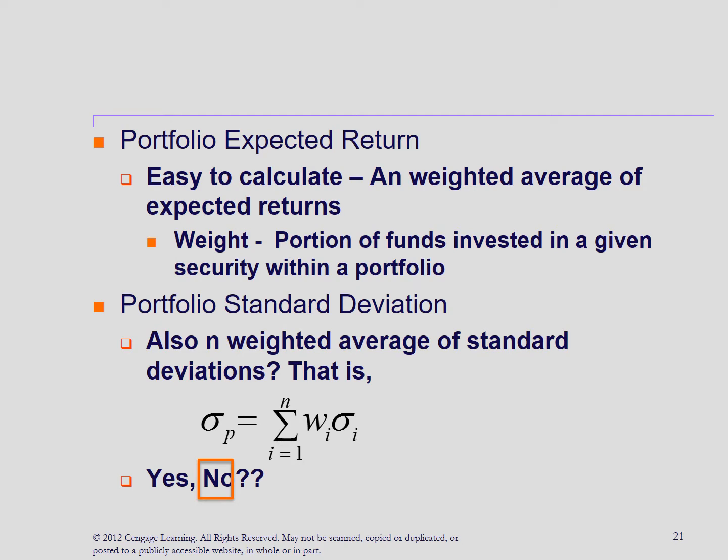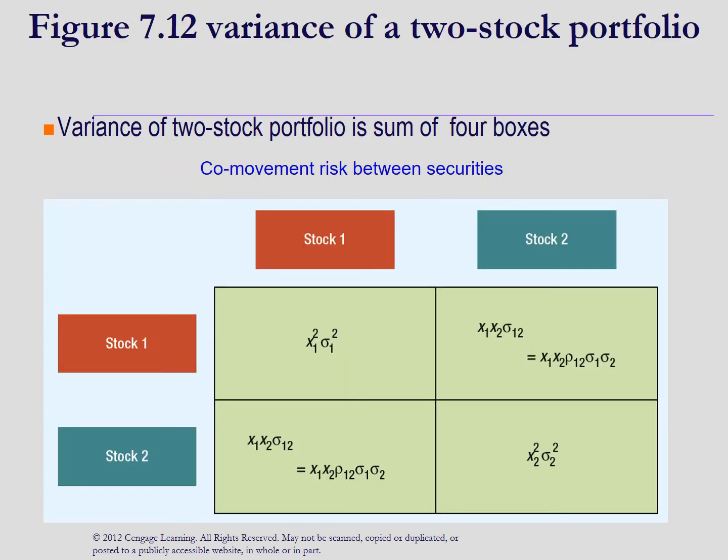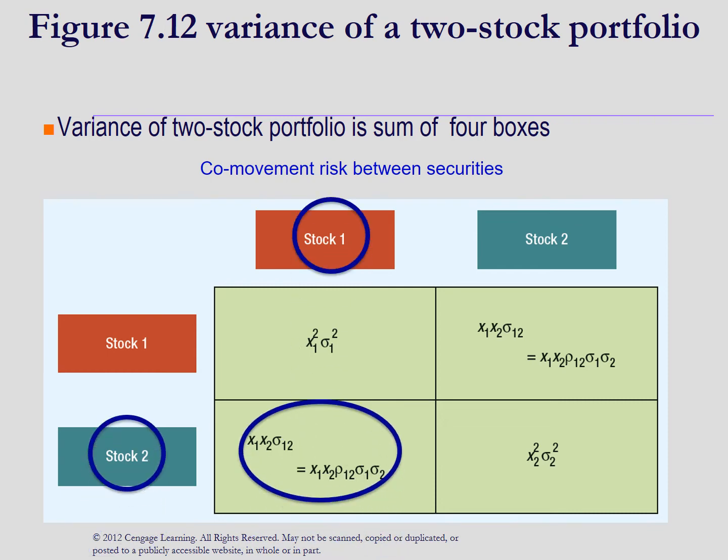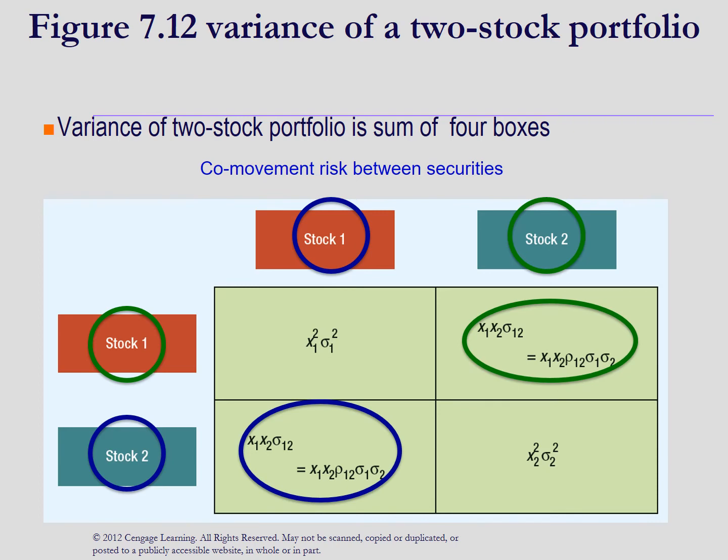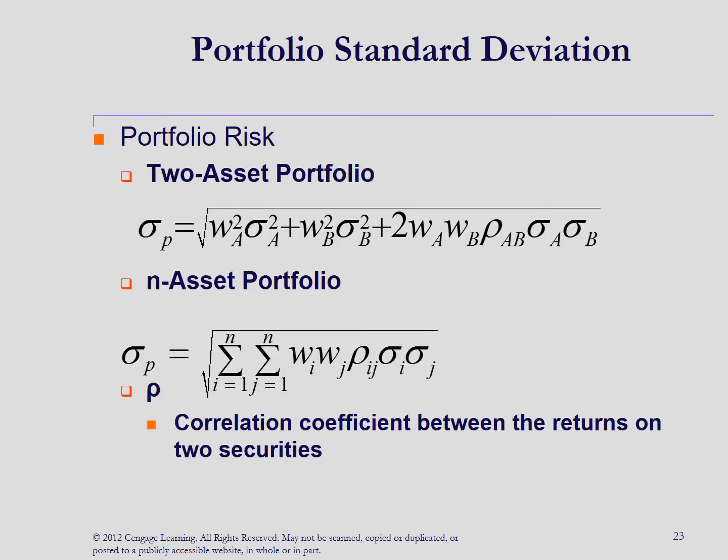Portfolio risk is not the weighted average of the risk of each individual security. This slide illustrates that you should consider co-movement risk between securities. For a two-security portfolio, the formula for portfolio risk is provided here. We observe a new variable, the correlation coefficient between the returns on security A and security B.